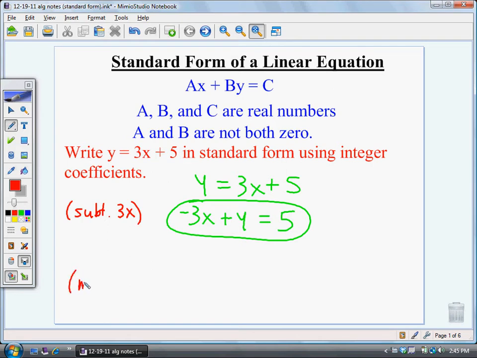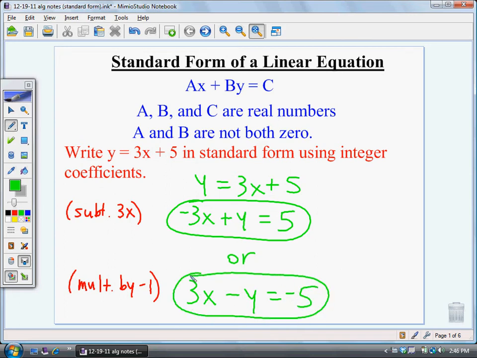Every time I write an answer in standard form, there also is another answer I could have if I just multiply my equation by negative 1. And what that does basically is take every term on my equation and make it its opposite. So this would become positive 3x, the y would become negative y, and my 5 would become negative 5. And so there are two correct answers to this. 3x minus y equals negative 5.